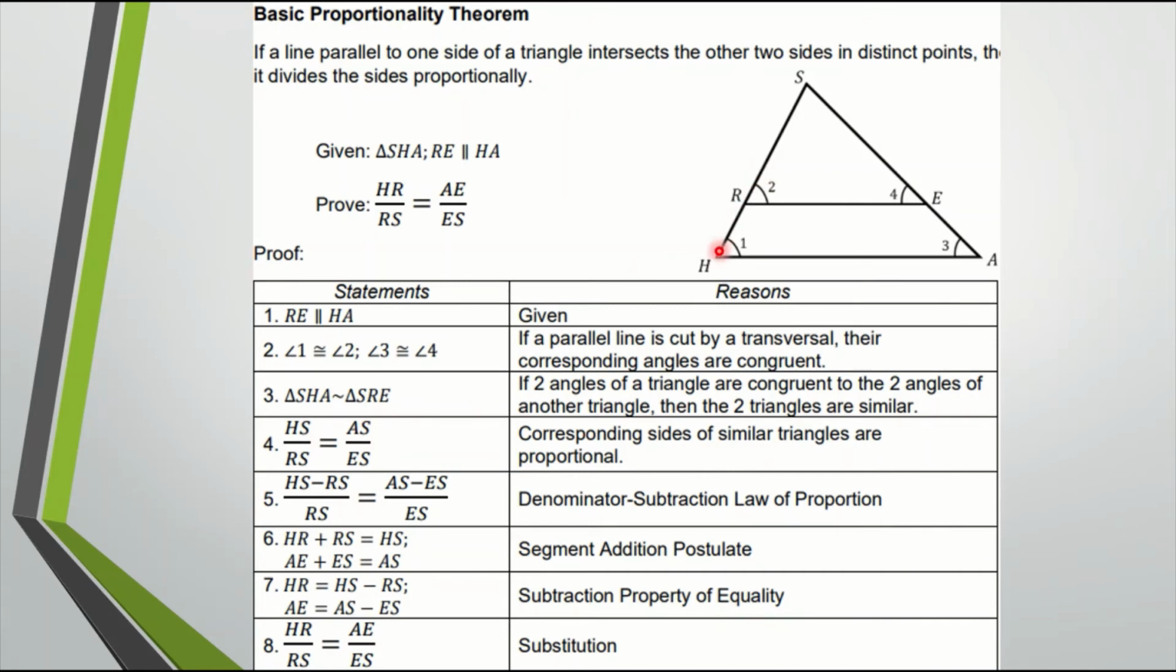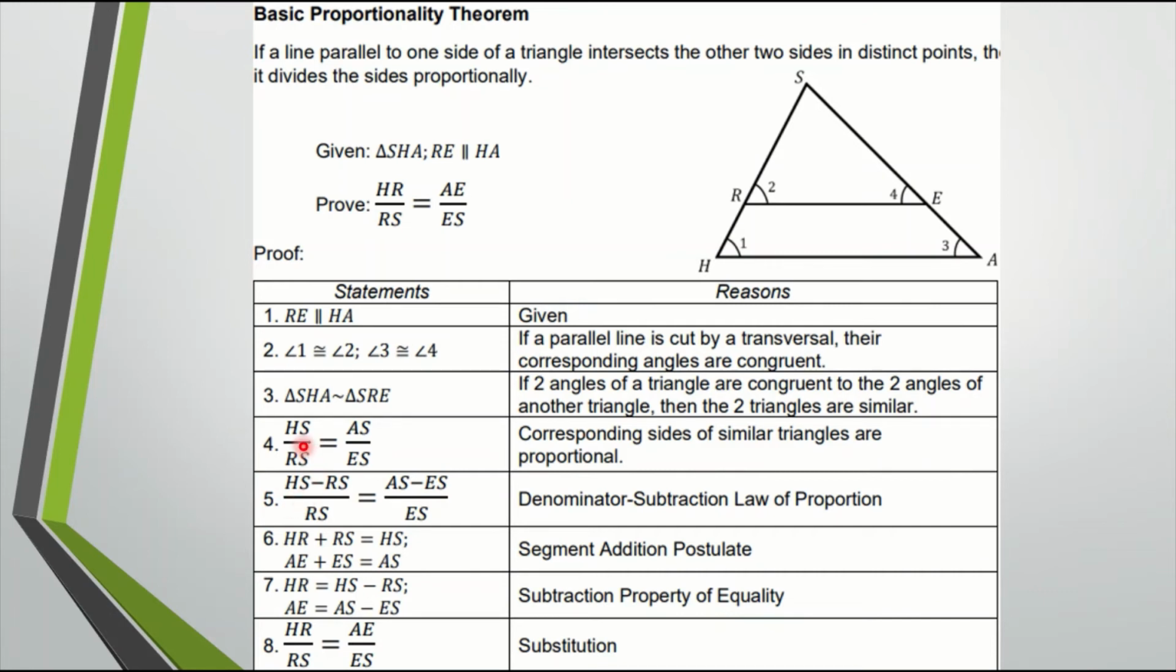Saan yung HS? Itong buo. Over RS is equal to AS, which is yung buo, to ES. Corresponding sides of similar triangles are proportional. Ibig sabihin, proportion po yung mga sides niya. So, HS minus RS over RS is equal to AS minus ES over ES. Denominator Subtraction Law of Proportion. Yung ginamit dito sa number 5 galing sa number 4.